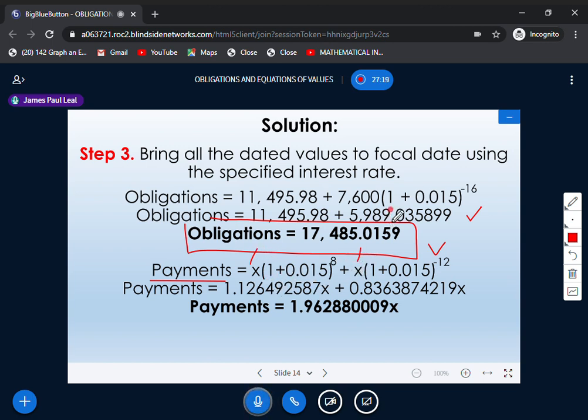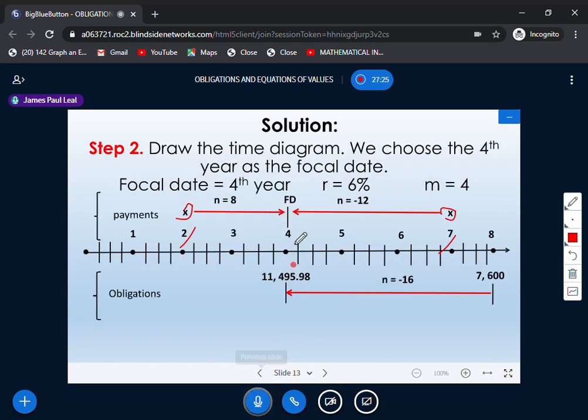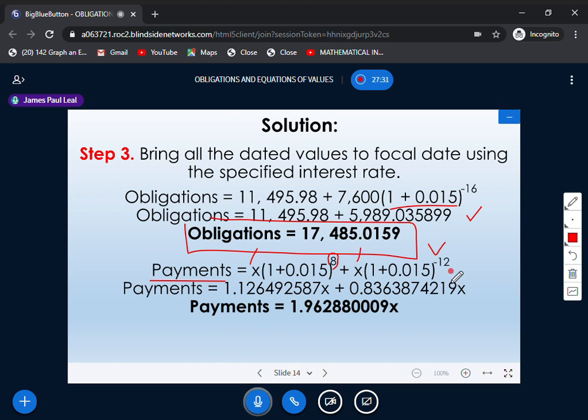And do the same thing, copy lang po, plus 1 plus 0.015. And why do we have here 8? Because we are looking for this one, n equals 8. And on the other side, n equals -12 naman po, which is ito po. So unknown pa rin po yung x. So if you're going to simplify this one in your calculator, input that, you will be having this result, which is this one, times by x, that's why we have our x.